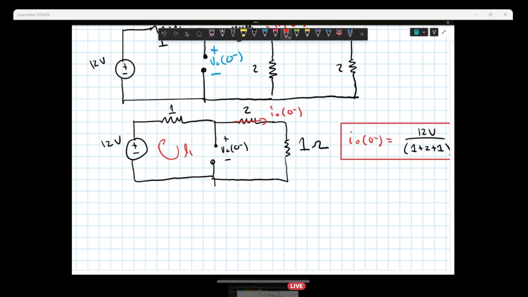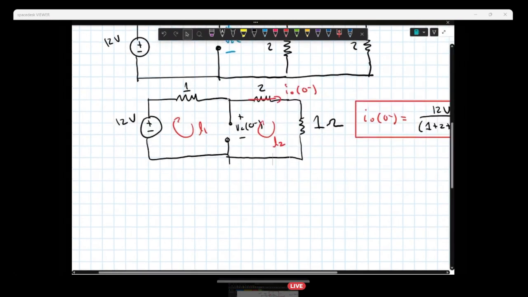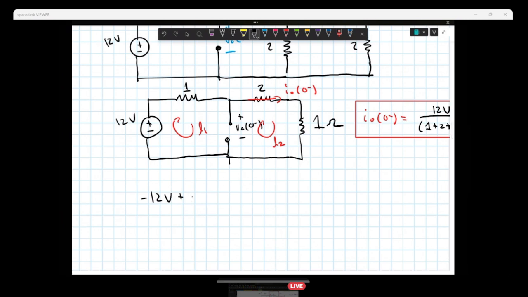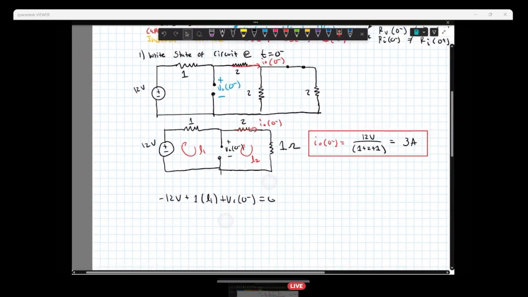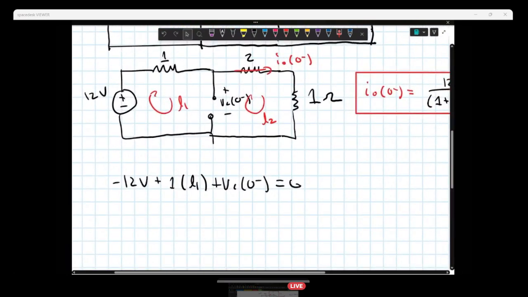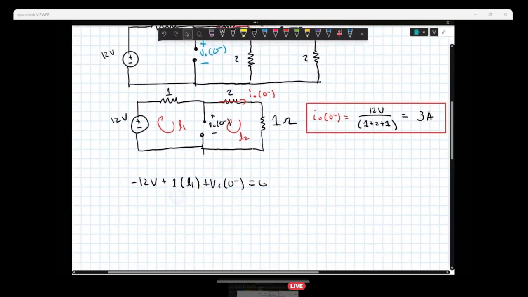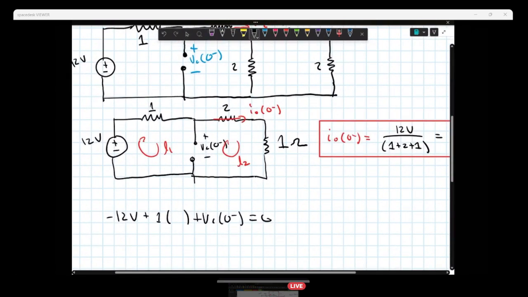L1 and this L2. That's the volts plus 1 times I1 plus VC of 0 minus. We know I1 is equal to 3 A. Sorry, it's I1.